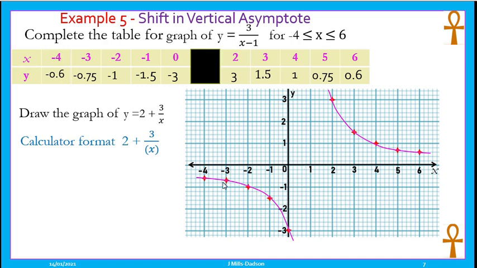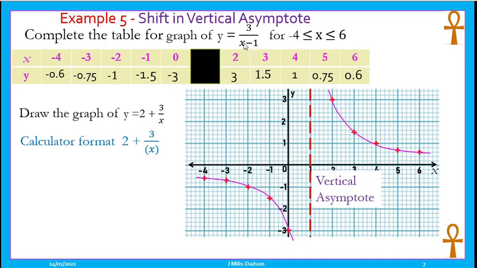But look at what is happening. They're going to go down all the way here. So they're going to get closer to this line. And this line is called x equals 1. So you see there's going to be a shift in the vertical asymptote. It will move from x equals 0 to x equals 1. The vertical asymptote will move from x equals 0 to x equals 1. So there's a shift in the vertical asymptote.